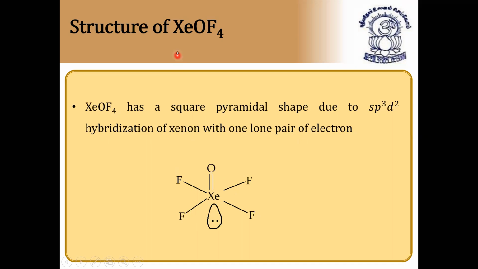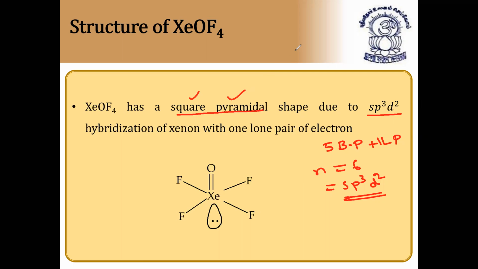So what shape does it have? Square pyramidal shape due to sp3d2. Why sp3d2? Because how many bond pairs? 1, 2, 3, 4, 5 bond pairs plus one lone pair. Total it is equal to 6. n is equal to 6 means sp3d2. 1 plus 3, 4, 4 plus 2, 6. I hope it is clear. So it is undergoing sp3d2 hybridization. And what is the shape of xenon oxytetrafluoride? Square pyramidal. I hope it is clear.